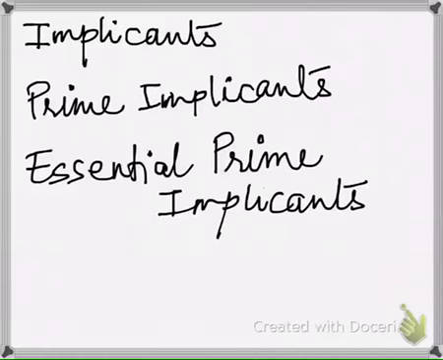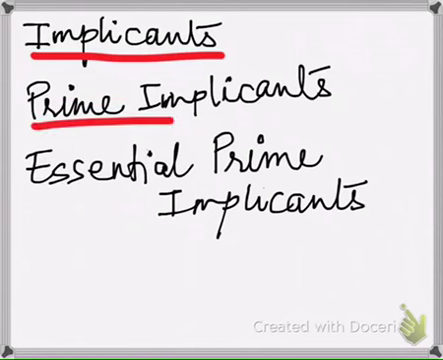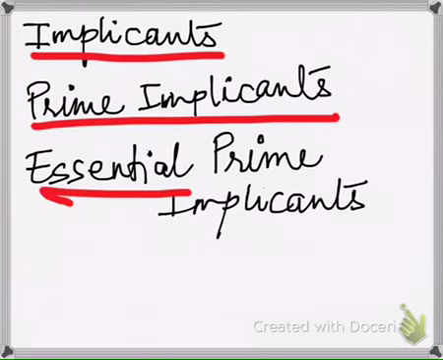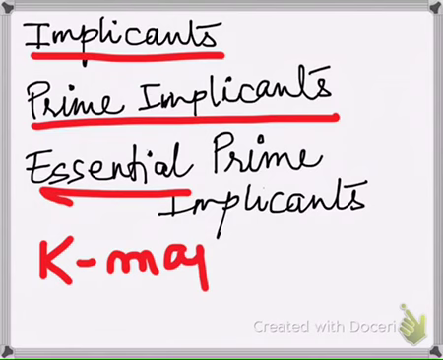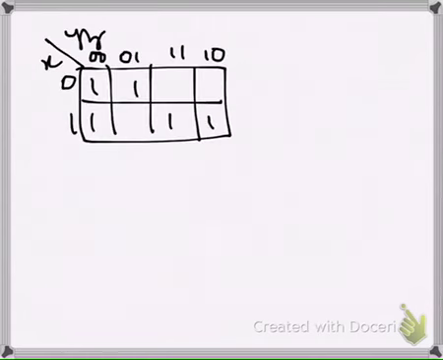Hello everyone. In this lecture we are going to discuss implicants, prime implicants and essential prime implicants. We use these three terms when we minimize Boolean functions using Karnaugh maps. So let's see how we can use these different terms and what they mean. The first thing we look at is implicants.